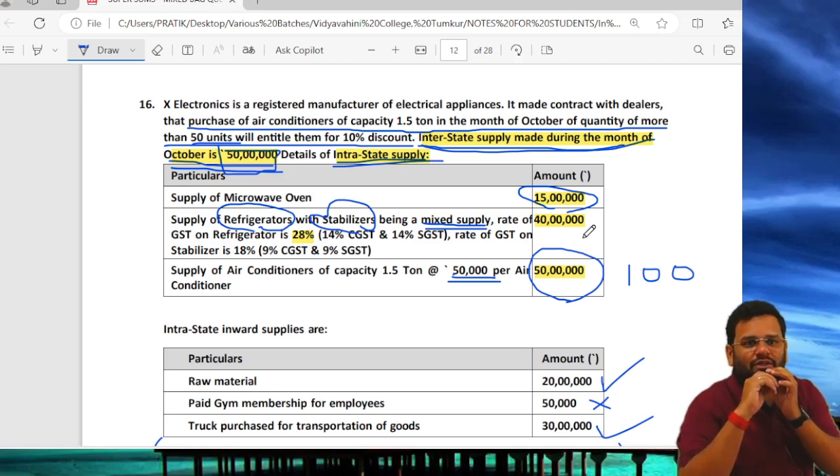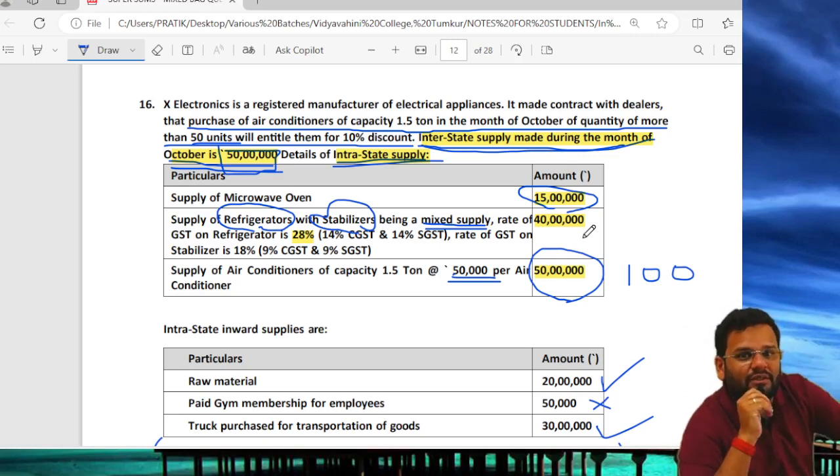Very good. Now comes most critical point. Supply of refrigerators with stabilizers. Please write supply of refrigerators with stabilizers. That is a mixed supply. Okay. So next line. Open the bracket. Write down 40 lakhs into 14% each CGST and SGST. So friends, what is 40 lakhs into 14% each CGST and SGST? 5 lakh 60,000 CGST, 5 lakh 60,000 SGST, IGST dash.